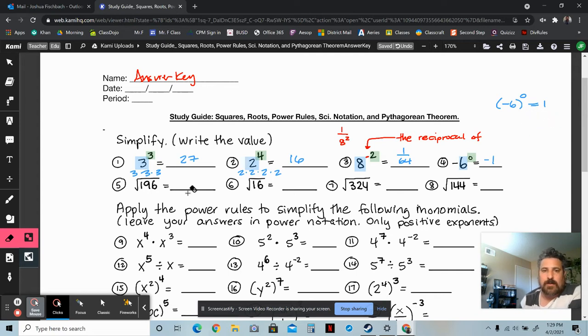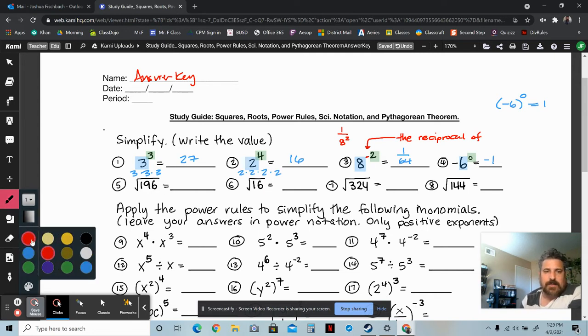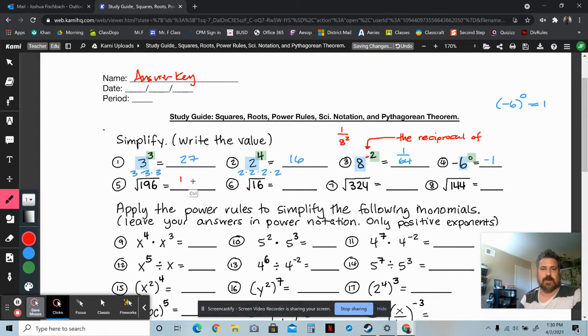All right, let's go to the next row here. At this point, we're working on square roots. And remember, there are 2 roots of every value. There's a positive root and a negative root. So when you have the square root of 196, this is basically saying what number times itself would equal 196. That would be 14, but not just positive 14, also negative 14. So the way you write this is plus or minus 14. I'm going to put this in blue here.